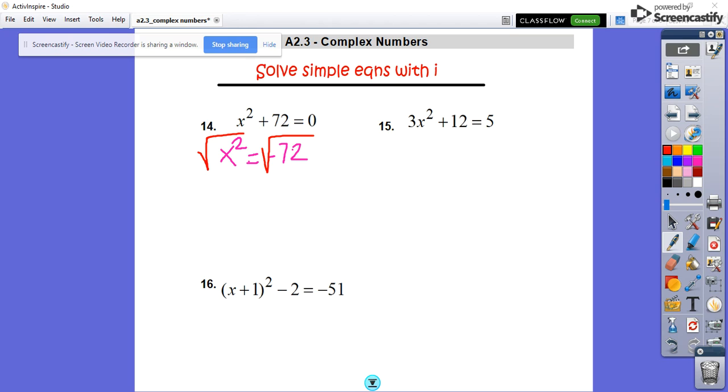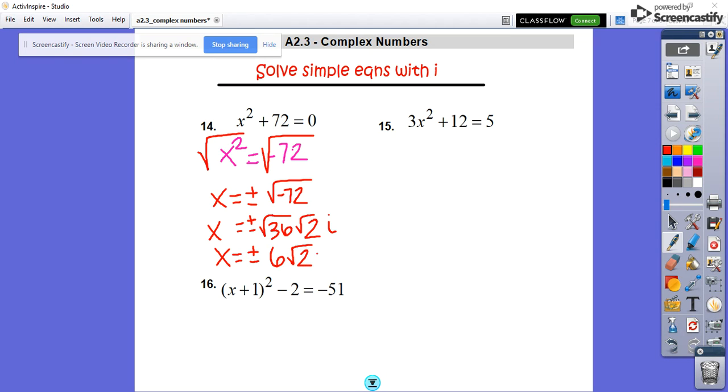Now, before we would write no solution. Now we're not. We're actually going to solve it. x equals plus or minus square root negative 72, which I need to fix. Plus or minus square root of 72 breaks down into 36 times 2, and then that negative sign becomes an i. Okay, so my final answer is plus or minus 6 square root 2i.